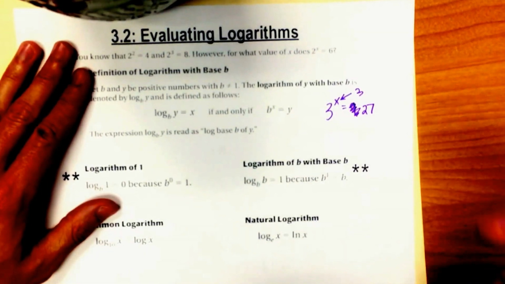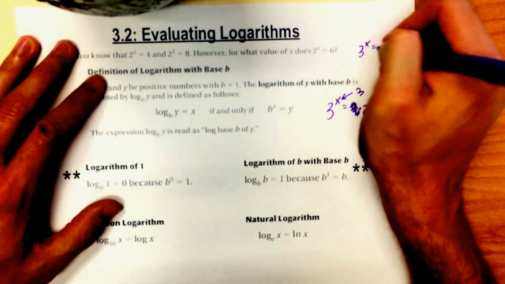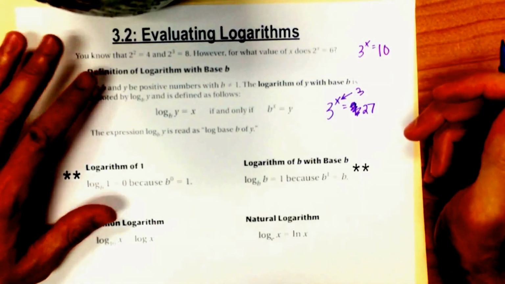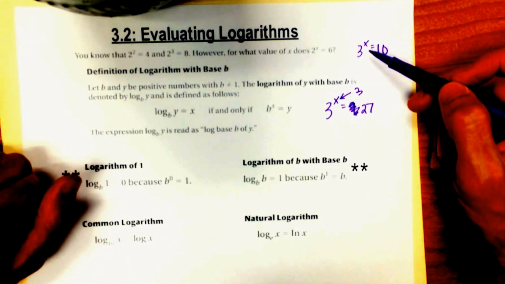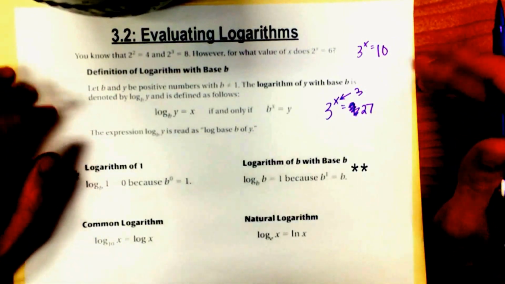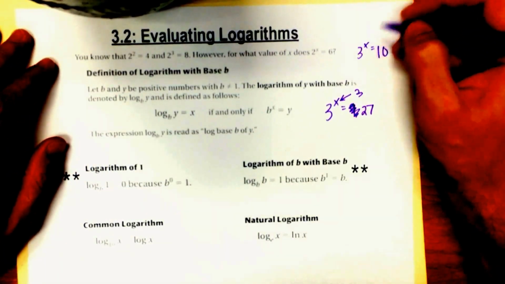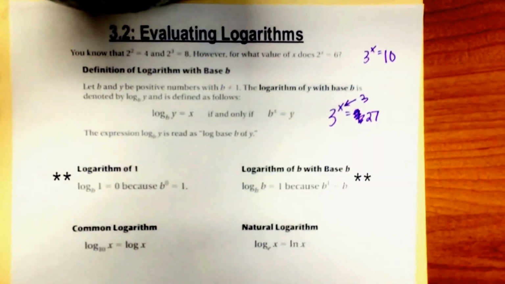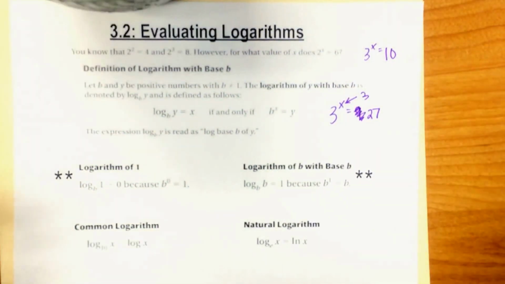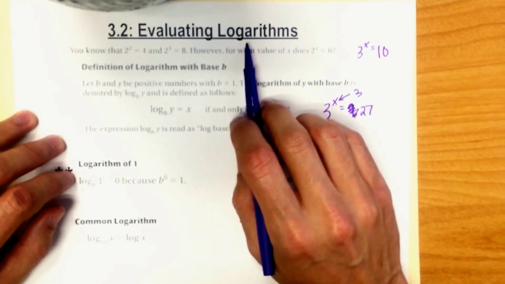The issue becomes, what if I ask you a question like this? 3 to the x equals 10. How do I figure out what x is if I know that this power isn't going to be a nice, neat whole number or a nice, neat rational number, like a fraction? So that's where we introduce this concept called a logarithm.